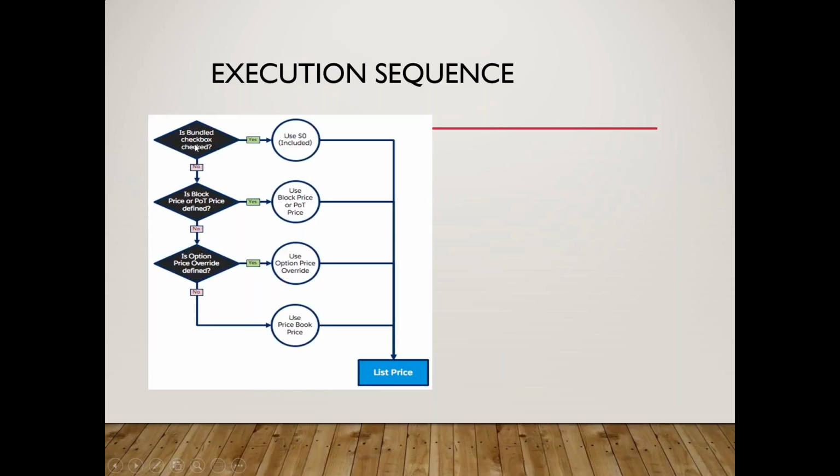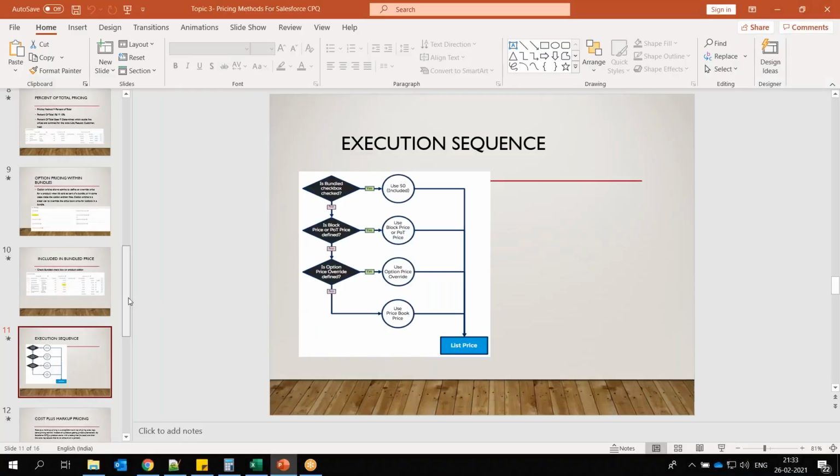The first one is the bundle checkbox pricing method. If it is bundle checkbox, it will be $0. If it is block pricing or percent of total pricing, which we discussed, it will use the block pricing or percent of total and calculate the list price. If it is option price override, it will check your product option level price and add the list price. If nothing is defined there, then your price book price will be copied as your list price. This is the last topic which we discussed.